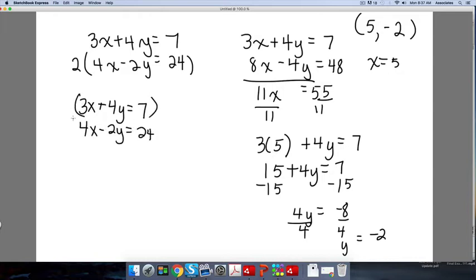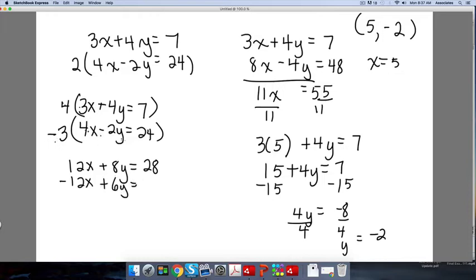Remember, maybe I want to multiply both of these. So I bring the 4 up here and the 3 down here, and I'm going to make the bottom one negative. So 4 times 3x is 12x. 4 times 2 is 8y. 4 times 7 is 28. 3 times 4x is negative 12x. Negative 3 times 2, negative 2y is 6y. And negative 3 times 24 is negative 72.